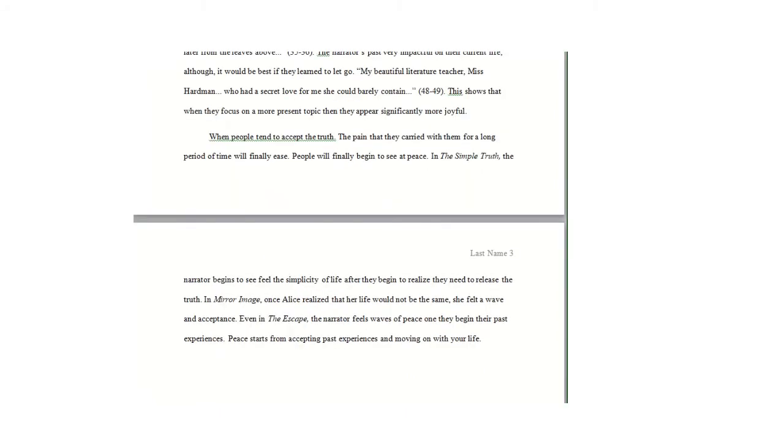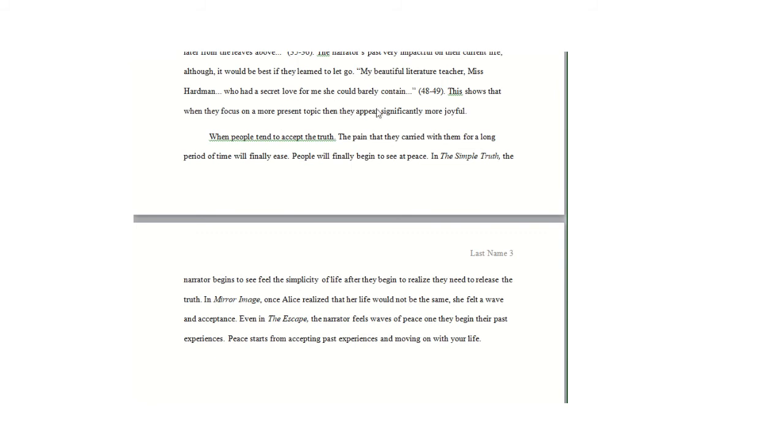Okay, on the last slide, we left off here. "My beautiful literature teacher, Miss Hardman," he's jumping time. Why don't I just show all the lines so it has a poetic effect, so I can read it and really understand and ascertain what you're attempting to argue on behalf of. "Who had a secret love for me she could barely contain." Page or line range 48 through 49. This shows that when they focus on a more present topic, then they appear significantly more joyful.